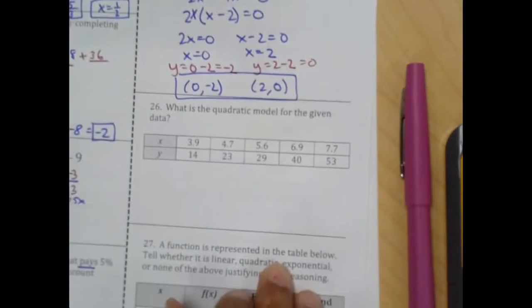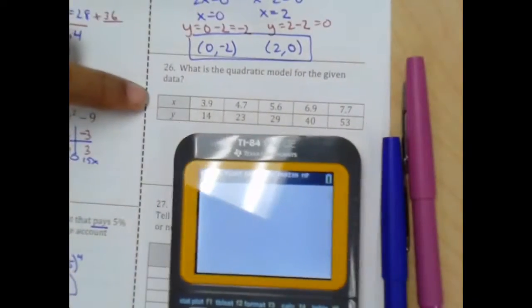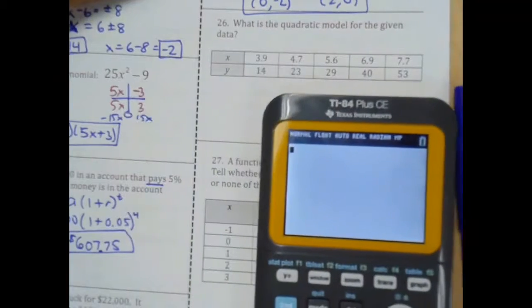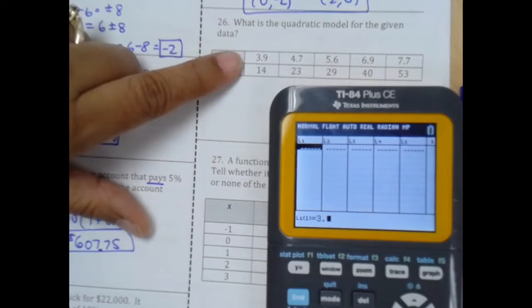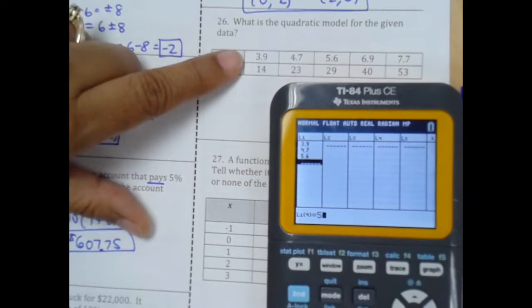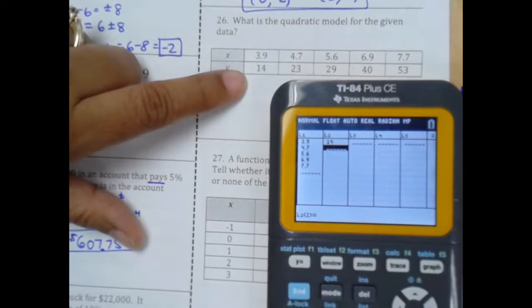Okay, this one asks you to find the quadratic model. So this is you knowing how to plug into the calculator. There's a little bit of a glare, maybe over here. Okay, so we're going to hit the stat button, hit enter for calculate. We're going to put in these first set of values into the first column, and then we're going to arrow to the right and put these numbers in the second column.